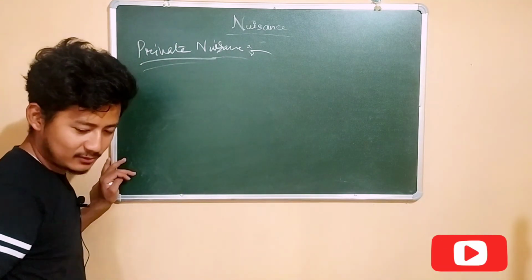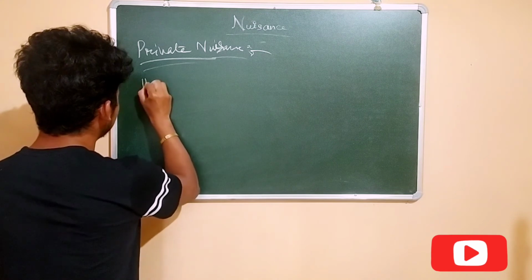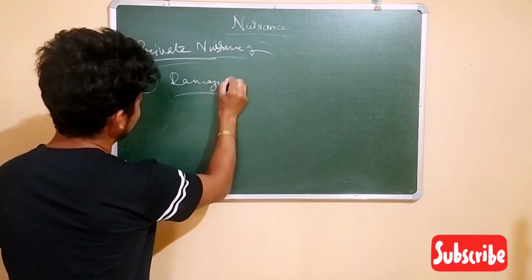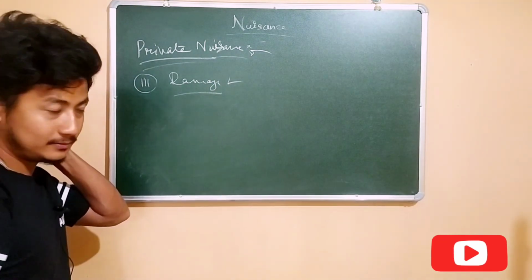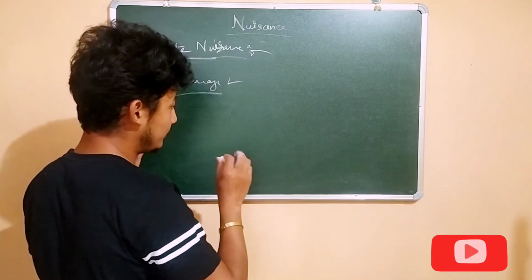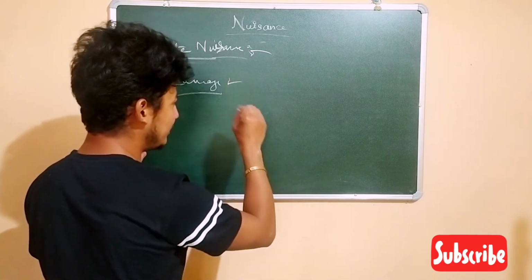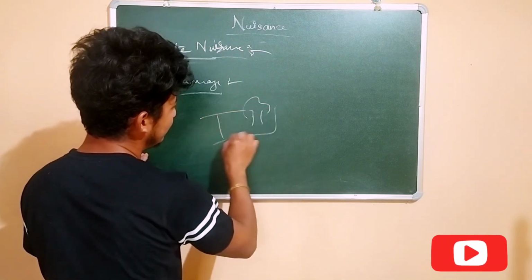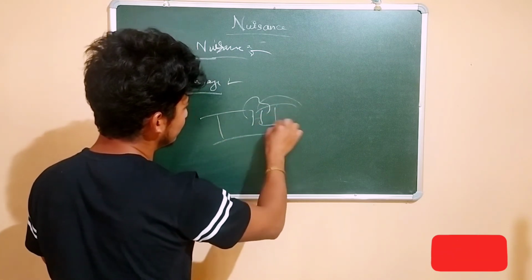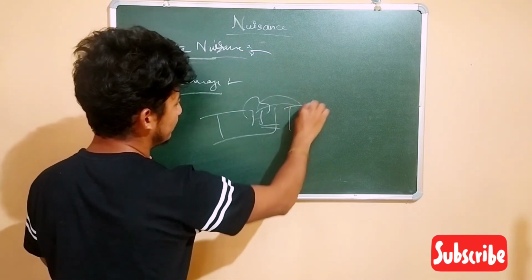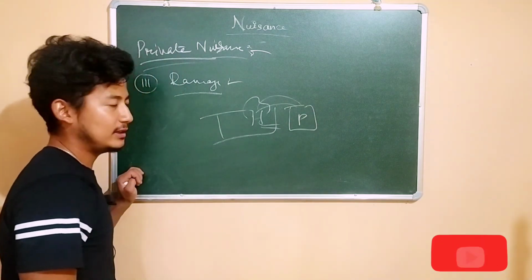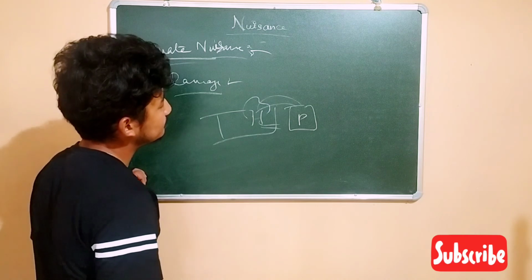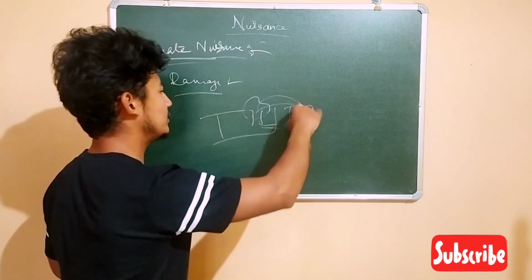The third essential of private nuisance is damage. As I told you, there is an example of the tree. The defendant has planted a tree in his own premises, and the branches and the roots are projected over the land of the plaintiff. In that case, he has not created a trespass, but he has created a nuisance to the plaintiff.